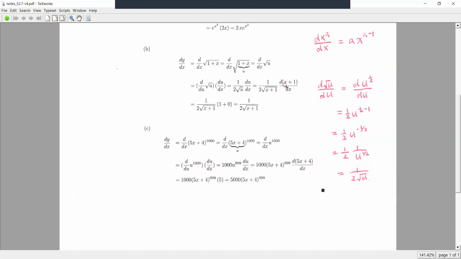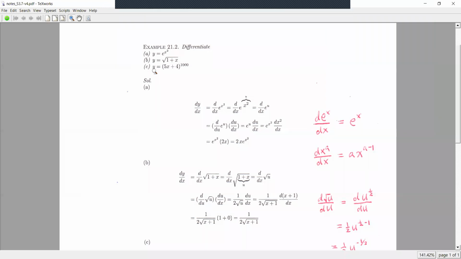Derivative on x plus 1 with respect to x is 1 plus 0. Derivative of x is 1. Derivative of 1 is 0. So I have this equation. Simplify this expression a little bit, then this is the answer to part B.